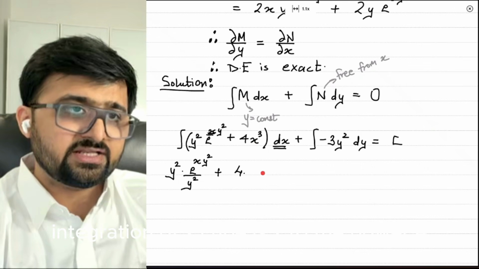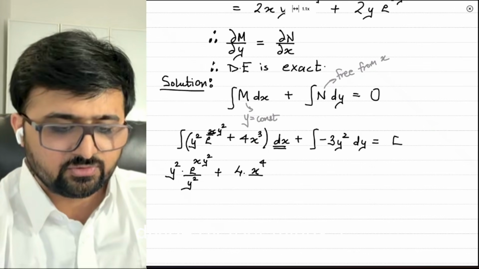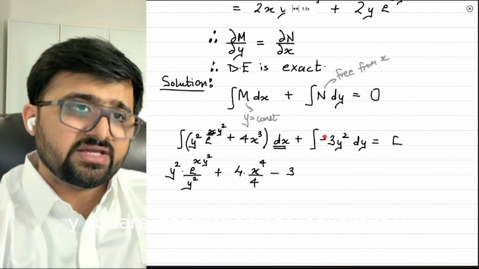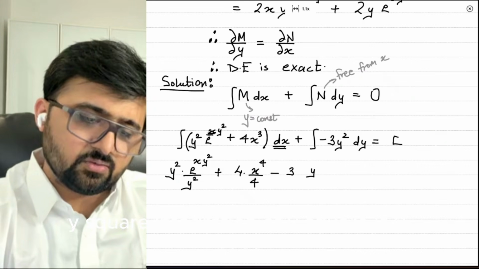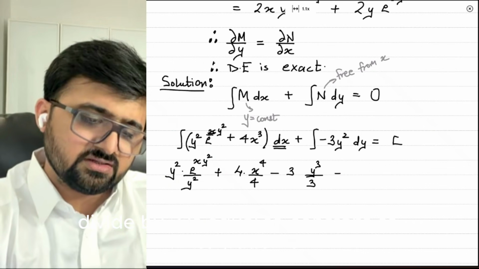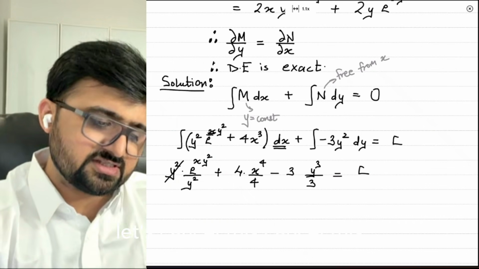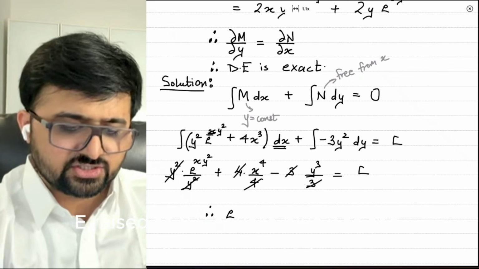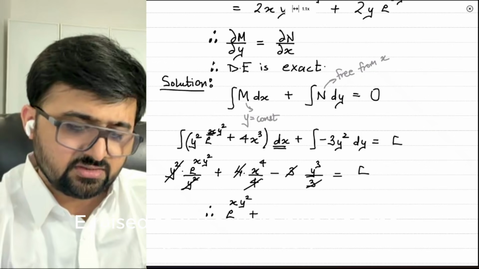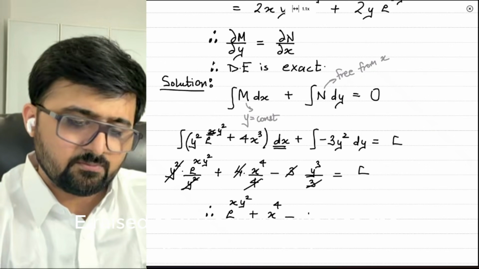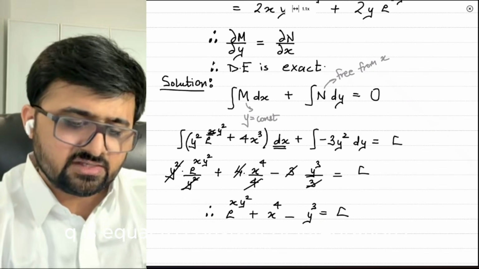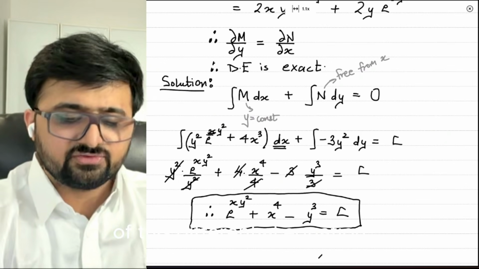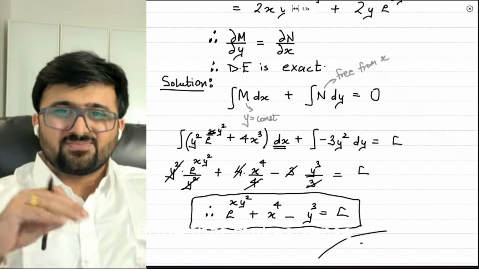x cube, integration of x cube is x to the power 4 divided by 4, minus 3 y square. Integration of y square is y cube divided by 3, is equal to constant of integration c. Let's cancel this, cancel this, and we have the solution e raised to x y square plus x to the power 4 minus y cube is equal to constant of integration c, and this is your general solution of this differential equation. I hope that makes sense.